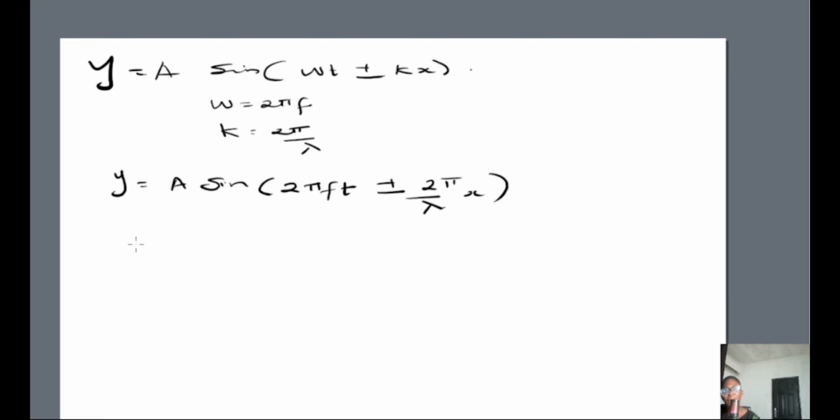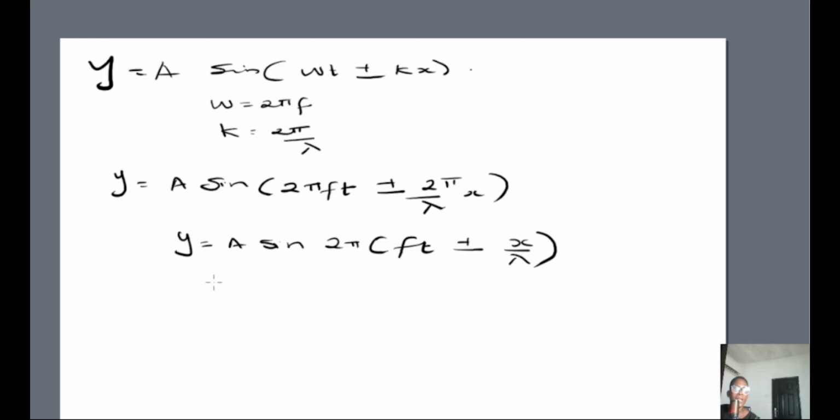We can also bring out our 2 pi because we have 2 pi in both of them. So we can have that our y is equal to A sin. We can factorize 2 pi out. So let's bring out the 2 pi. So this one will become what? ft, right? Plus or minus x over lambda, because we factorized 2 pi out.